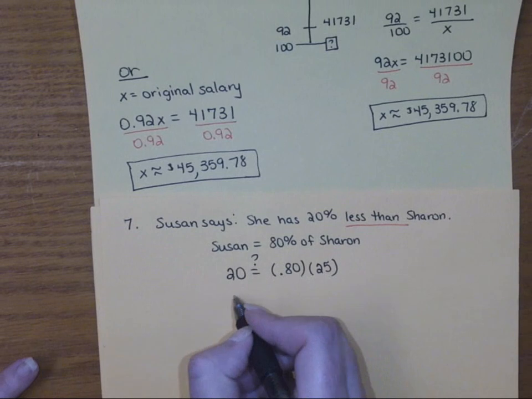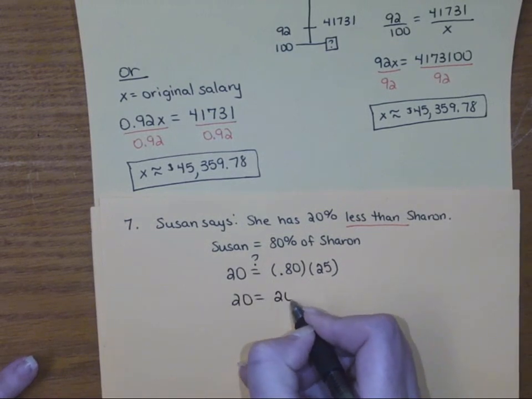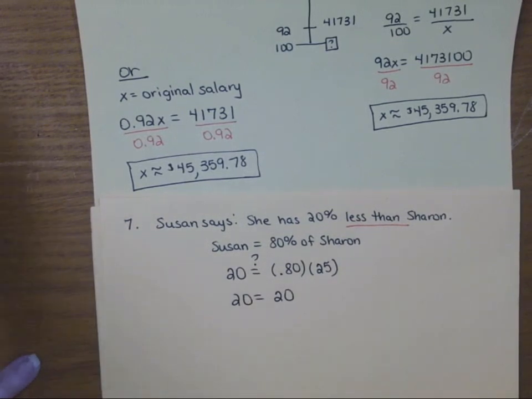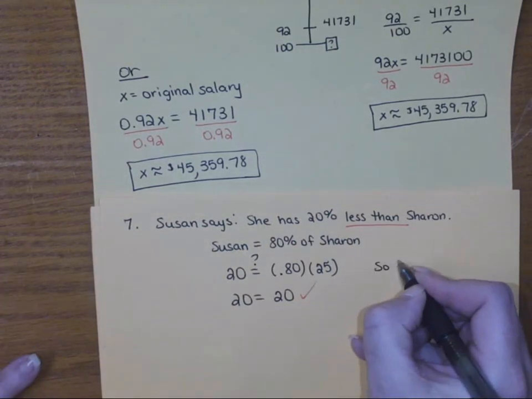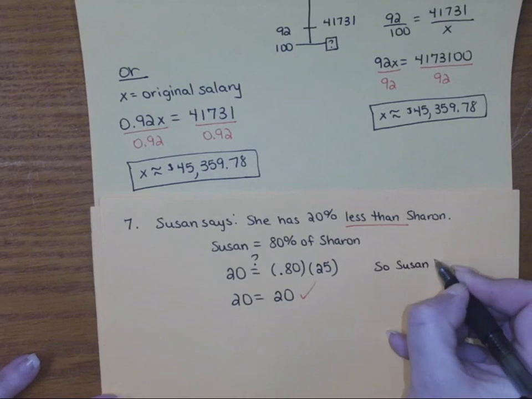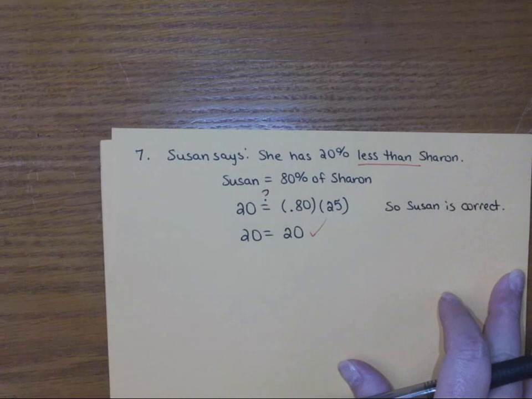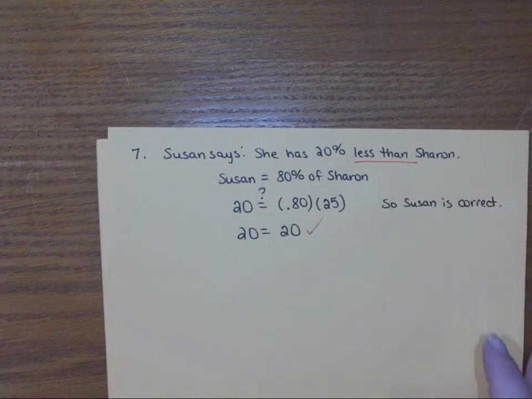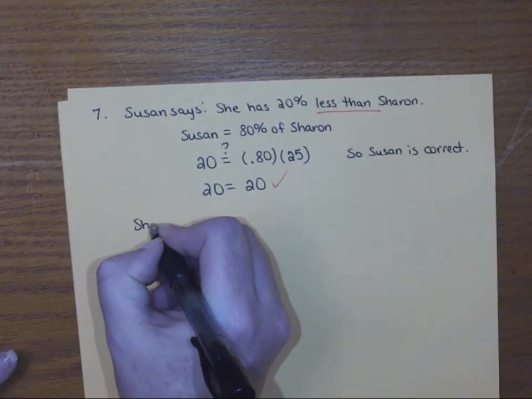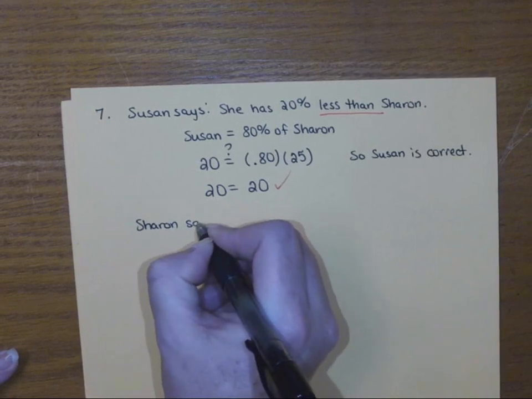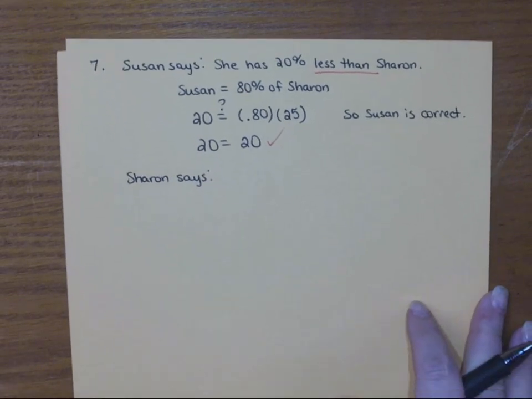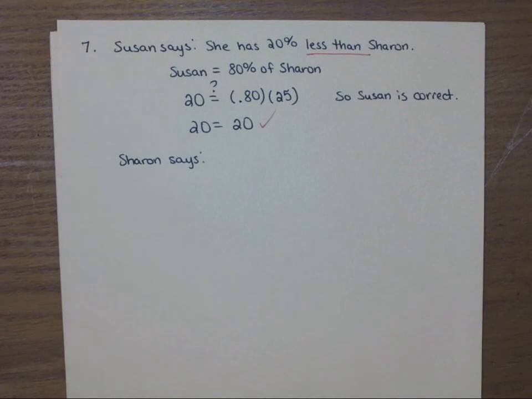Notice, though, if you check this with your calculator, you do get 20 on both sides. In other words, this tells you that Susan is correct. But it would be hasty for you to stop right there. You should always check the other one. Remember in math, sometimes we want the best answer, not just necessarily the first one that comes up that seems right to us. We want to give the best answer.